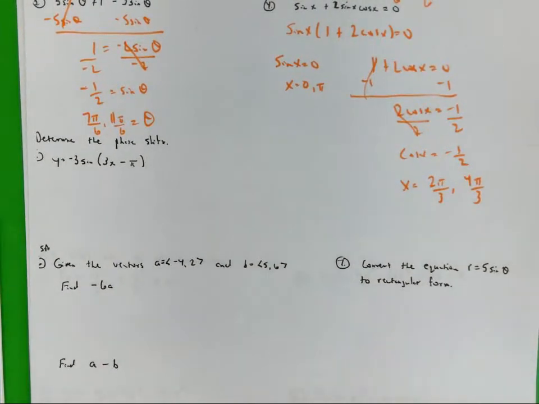Here's a multiple choice you might see. It says determine the phase shift. At this very moment, can you tell me the phase shift? No, because there's a what in front of this x. You got to factor that out. That's why I'm doing one like this. You got to factor that 3 out.